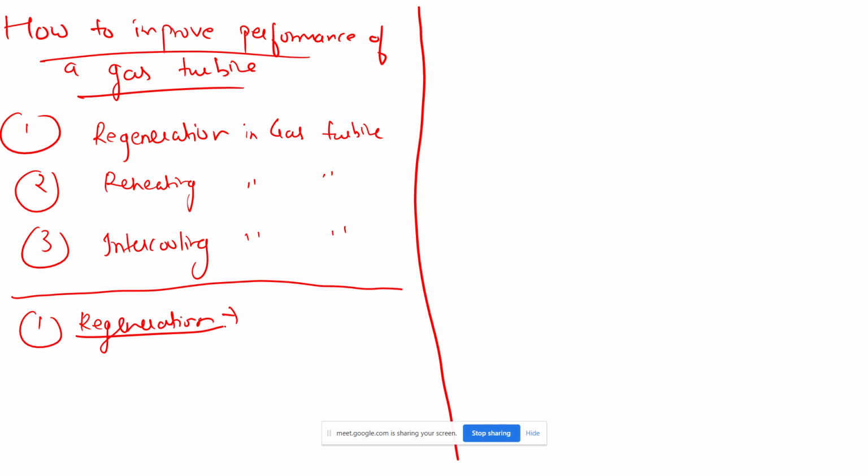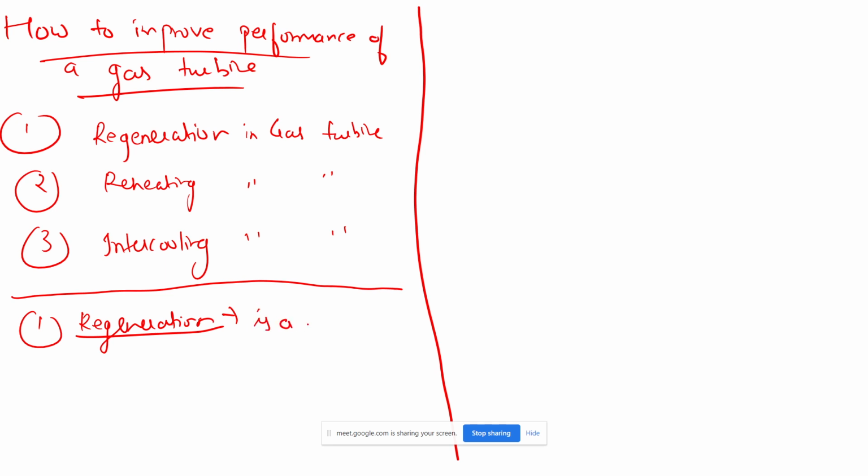So what is regeneration? Regeneration in gas turbine is basically a process in which the turbine exhaust gases which are coming out of the turbine are utilized to increase the temperature of the compressed air coming from the compressor. So basically what will happen? It will decrease the heat addition which is required in the combustion chamber.